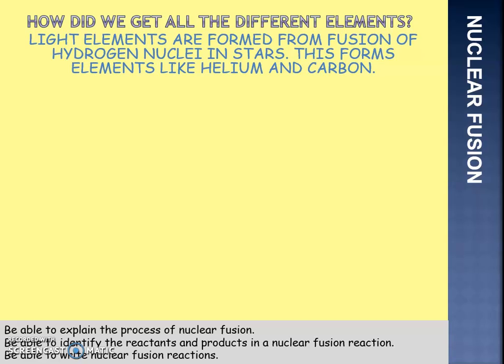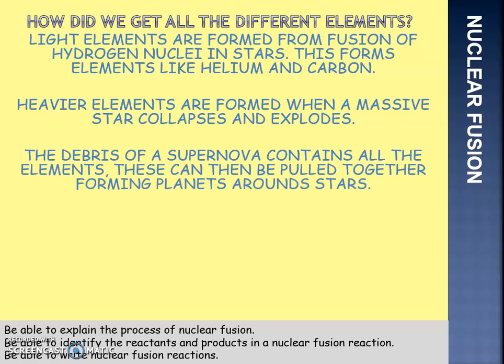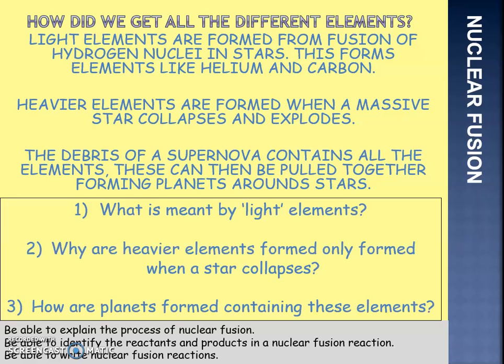Light elements are formed from fusion of hydrogen nuclei in stars, so that forms elements like helium and carbon. Much heavier elements, further on in the periodic table, are formed when a massive star collapses and explodes, and that gives loads and loads of energy. The debris of a supernova contains all these elements, which can then be pulled together to form planets around stars.